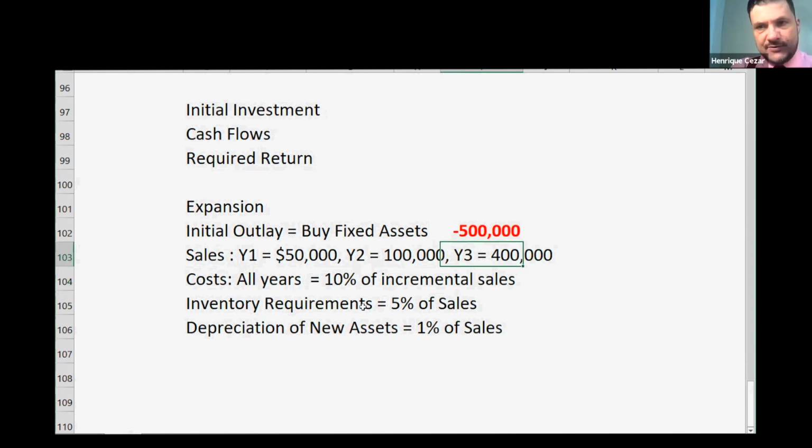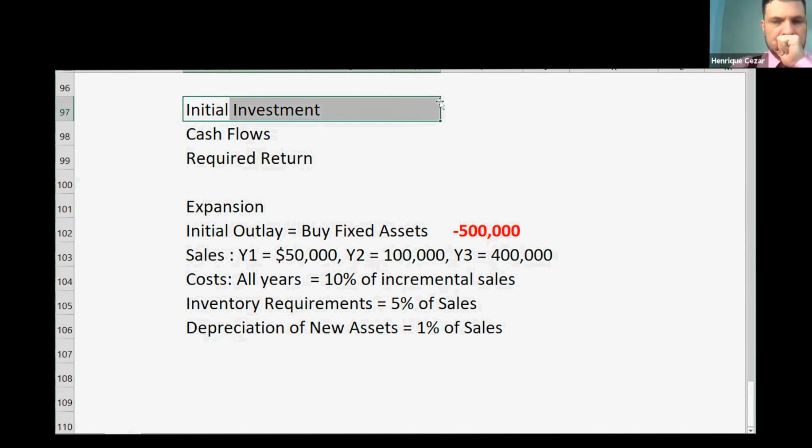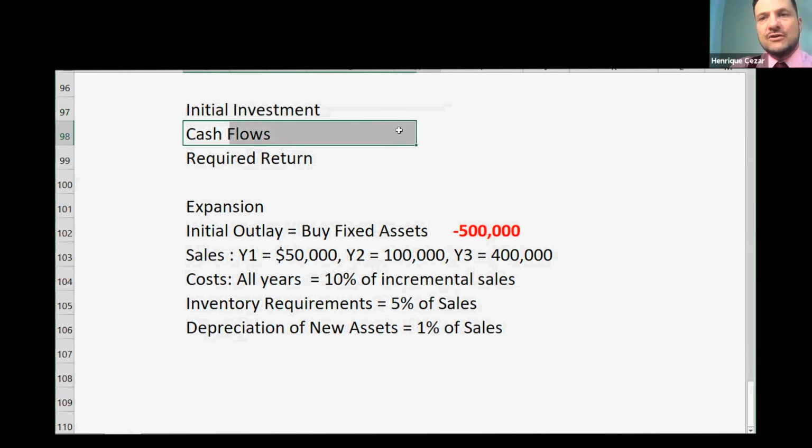Inventory requirements for this new expansion, because you're going to sell products, right? Assuming this is not a service business, 5% of the sales. And the depreciation of the new assets that you're going to purchase to expand is 1% of the sales every year. Now let's combine all those numbers into a table. And in the end, what is it that we want? In the end, you want 3 variables. Variable number 1, the initial investment. Variable number 2, the cash flows.